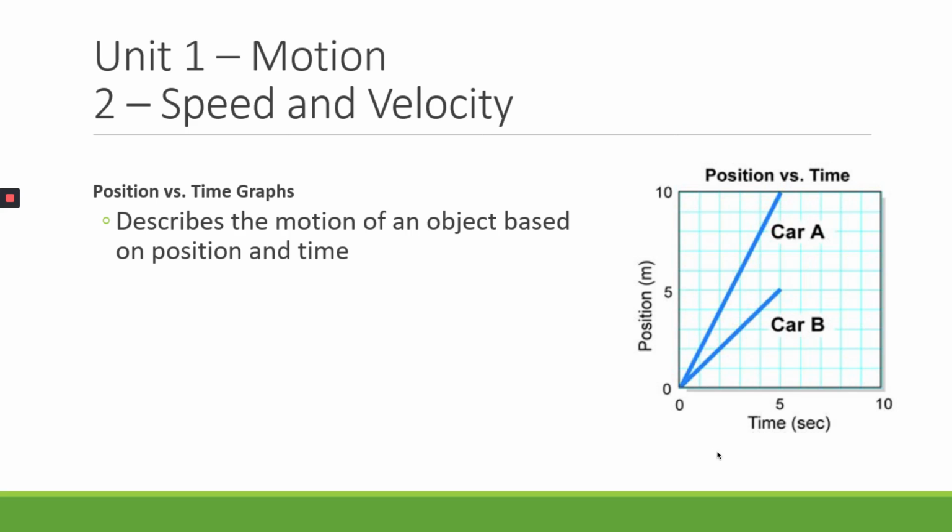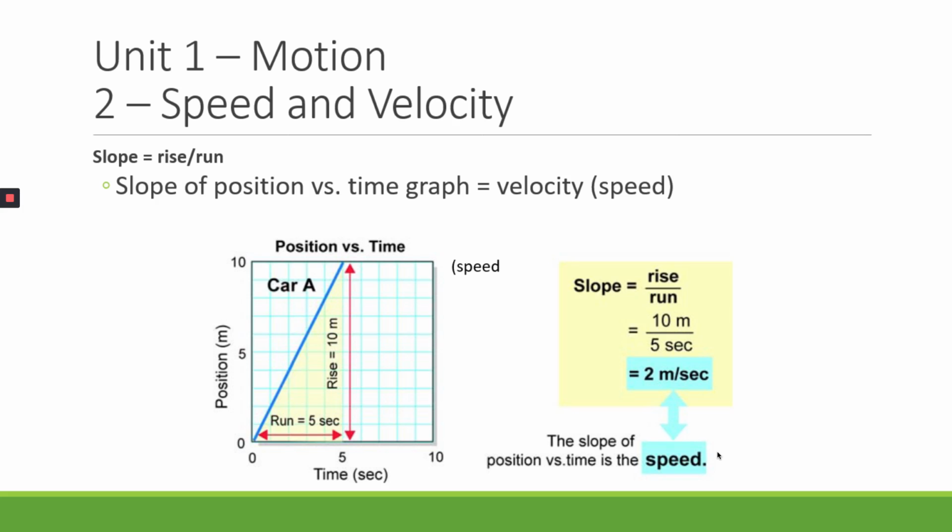So we're going to use these graphs to kind of describe motion and see what's happening to objects. So what we need to know if we're looking at a graph is that slope is rise over run, right?